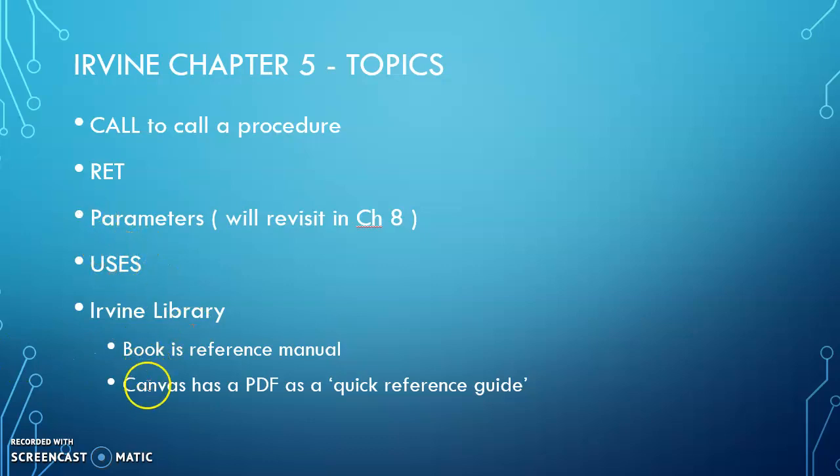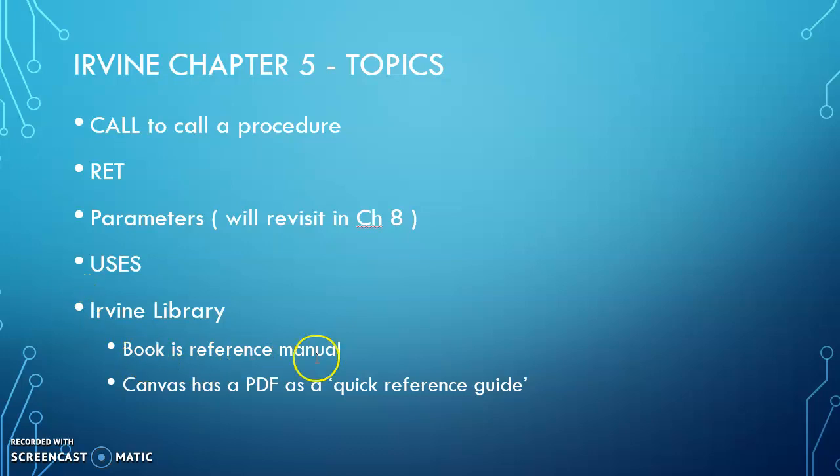Okay, let me just jump to the end here. So the latter part of the chapter covers the Irvine library. We actually have been using some of the Irvine library up to this point. DumpRegs has been one thing that we've probably used a lot. In Hello World, we saw WriteString.